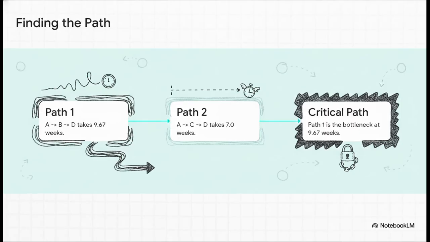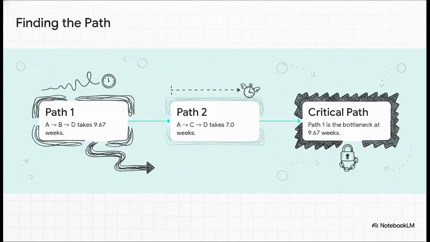Now we map the flow. To finish this project, we can either go through task B or task C. That gives us two distinct paths. Path 1 is A to B to D. Adding up those expected times we just found gives us 9.67 weeks. Path 2 is A to C to D, which only totals 7.0 weeks.